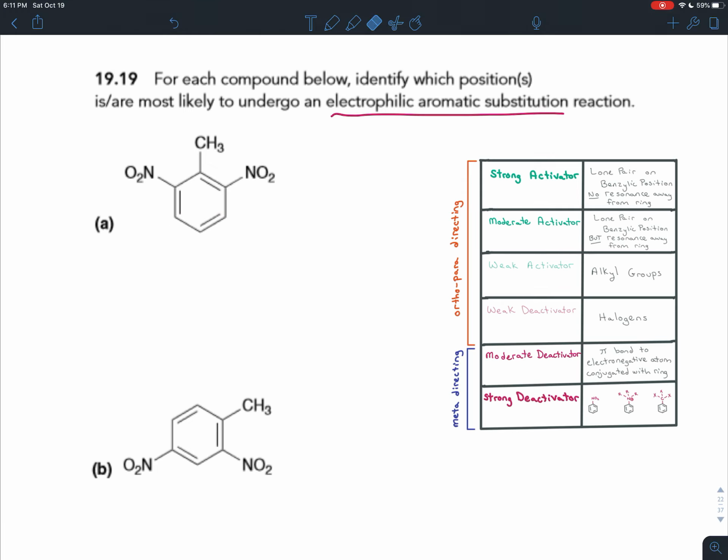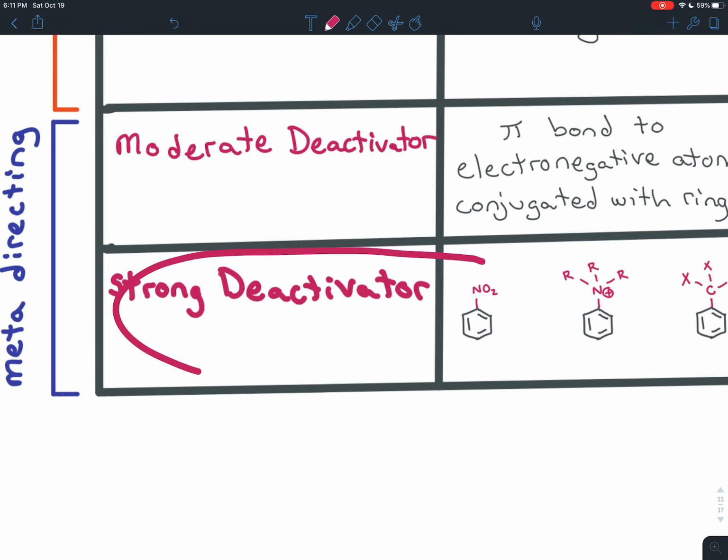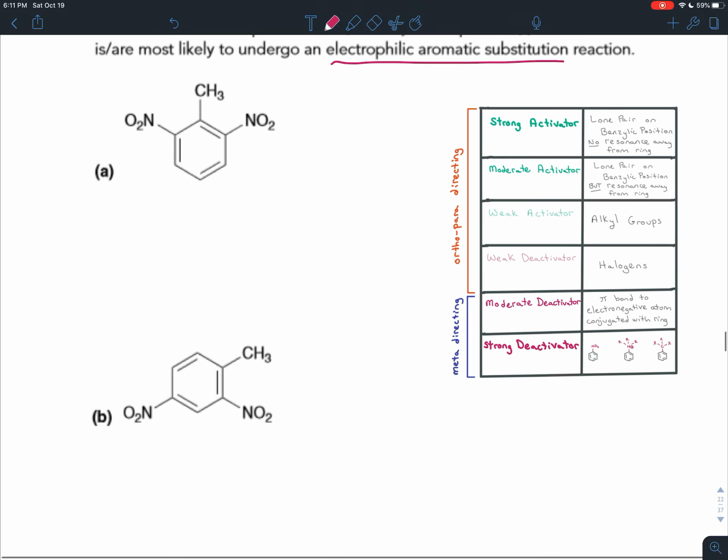Okay, so the first step is just to look at the branches and identify what type of activators or deactivators they are and what type of directing effects they have. Now, going from the left to the right, NO2 is one of the strong deactivators. And so this is going to be a strong deactivator. And strong deactivators are all meta-directing.